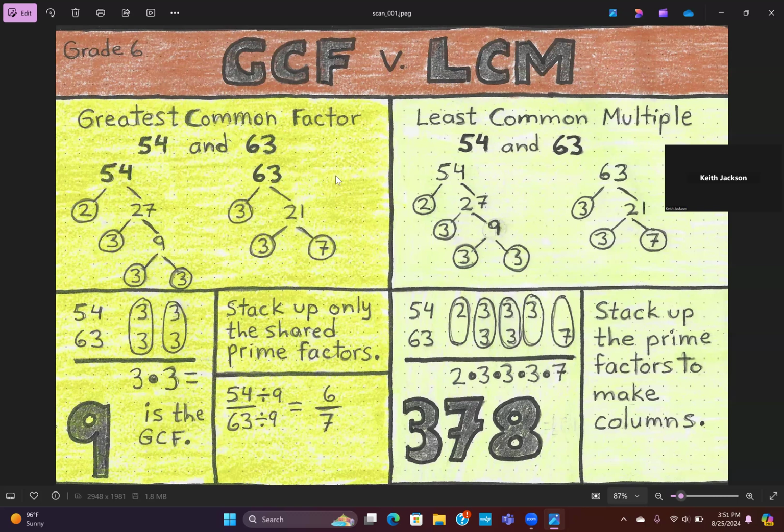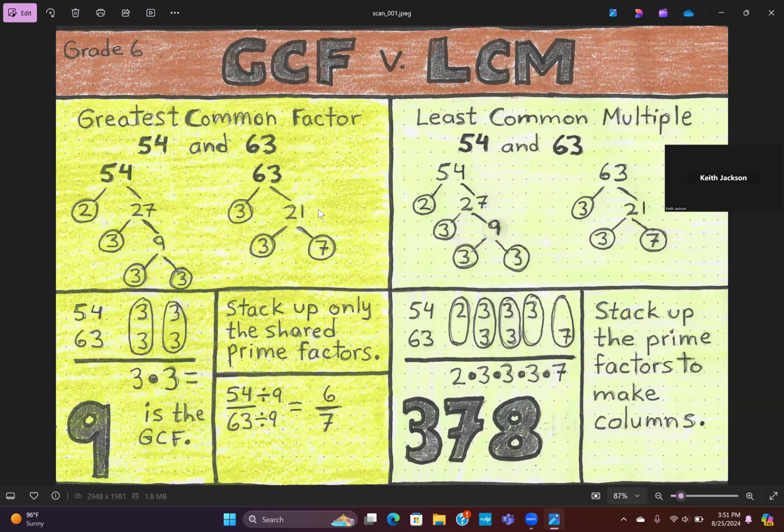Now let's do the same thing for 63. And we can ask that question. What two numbers, when we multiply them together, will give us 63, provided that one of those numbers is a prime number? 63 is an odd number, but it also happens to be divisible by 3. And so we're going to use 3. And we know that 3 times 21 will give us 63.